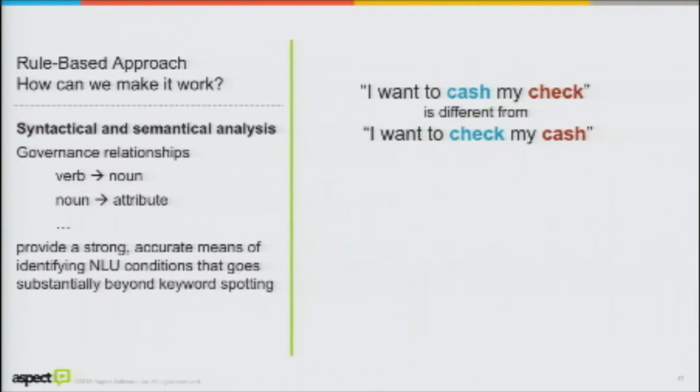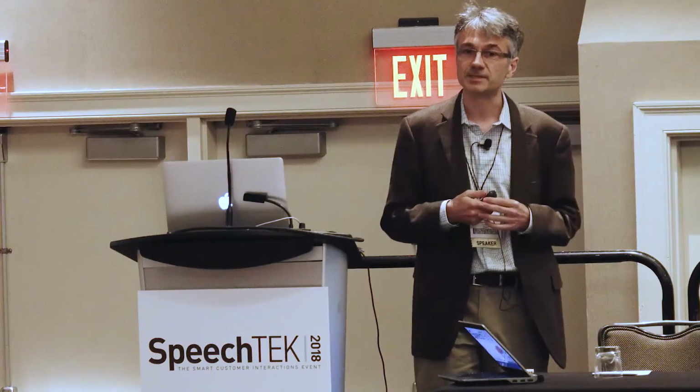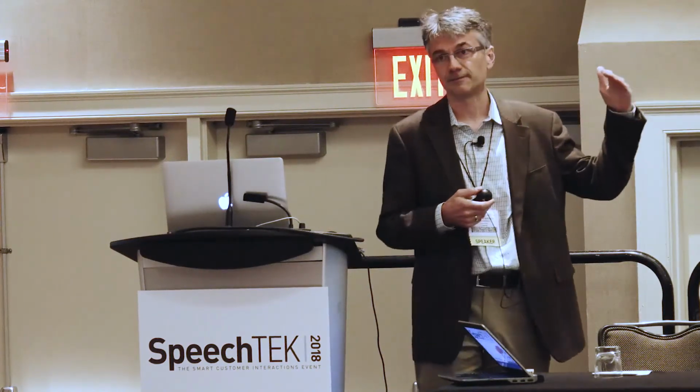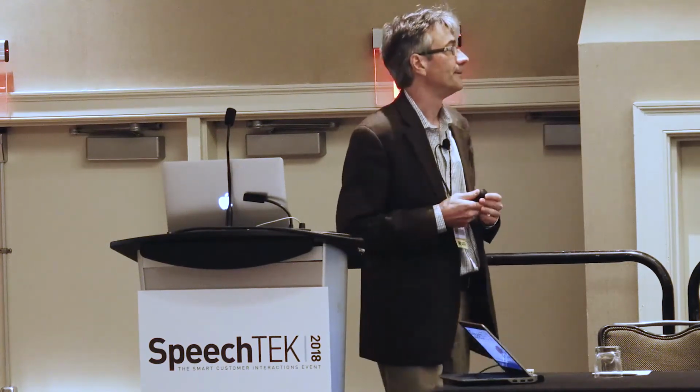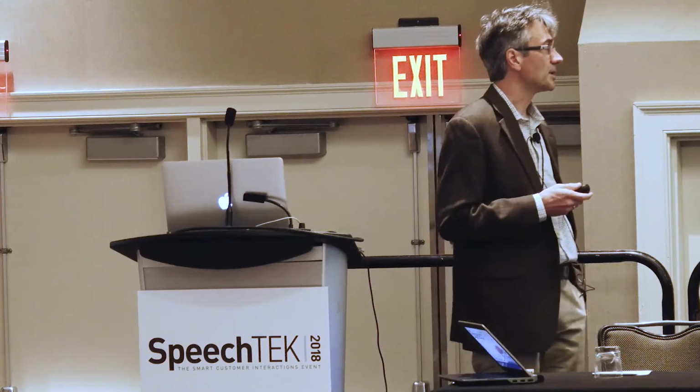Another really important one, of course, is the syntactical analysis and semantical analysis. So this example up there, I want to cache my check, is obviously a different intent than I want to check my cache. Right? If you just had a pure keyword spotting approach, it would be really hard to distinguish these. So what you really need is not only the recognition of these words, but also understanding of what function they have in this sentence, right? And what we call the governance relationship between them. In the first case, cache is a verb, and it governs the noun check. In the second phrase, check is a verb and governs the noun cache. So you need to be able to distinguish those.